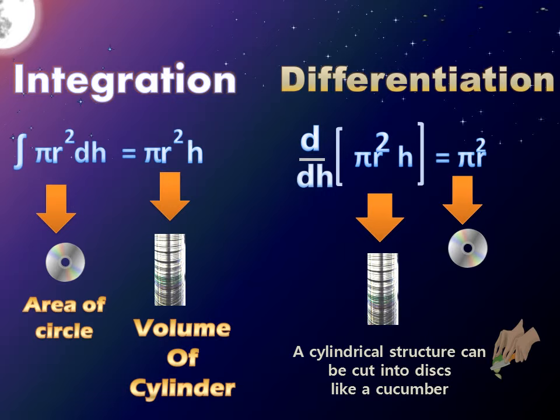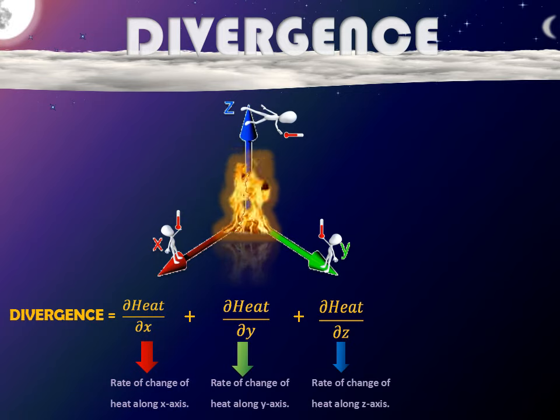So d by dh of pi r square h will be pi r square. So d by dh of a cylinder will be a disk. Another example can be a cylinder. Any cylindrical structure can be cut into disks like cutting a cucumber. So integration and differentiation are the reverse processes of each other.